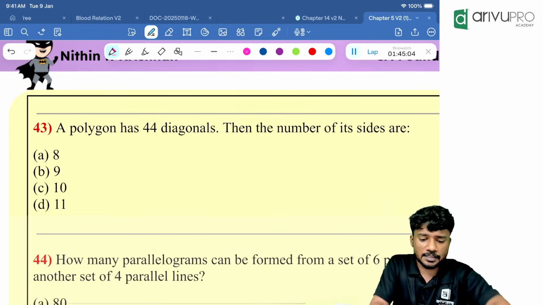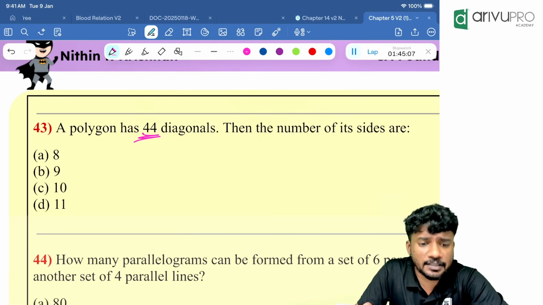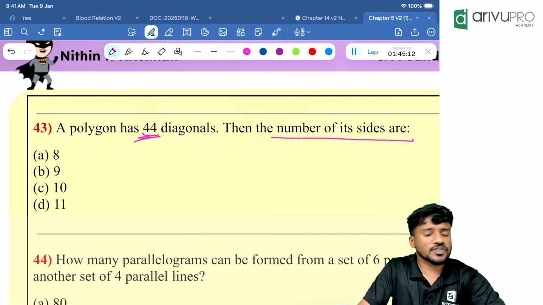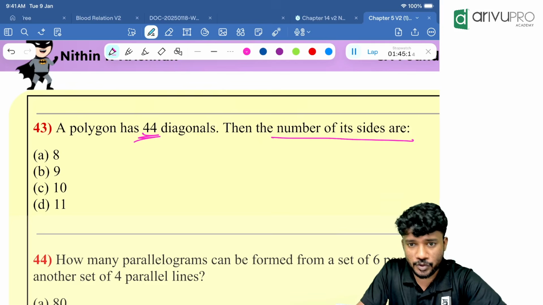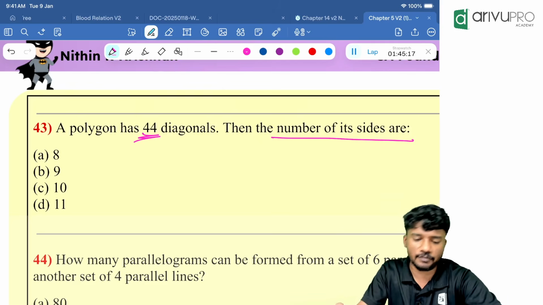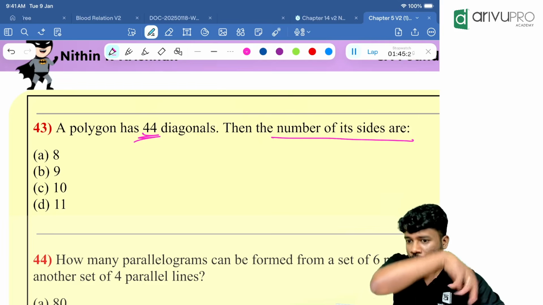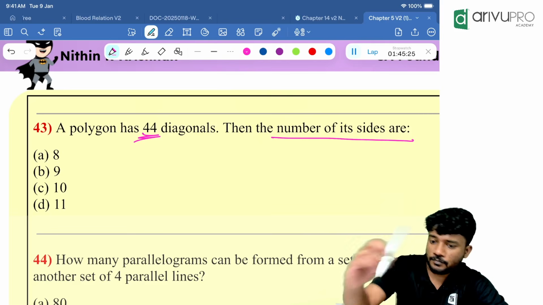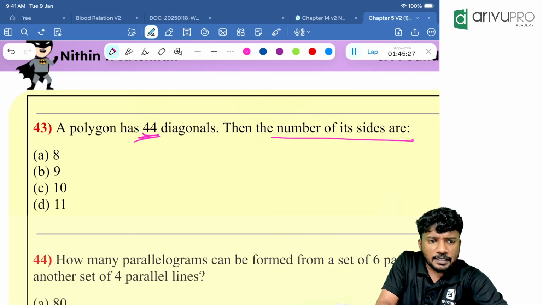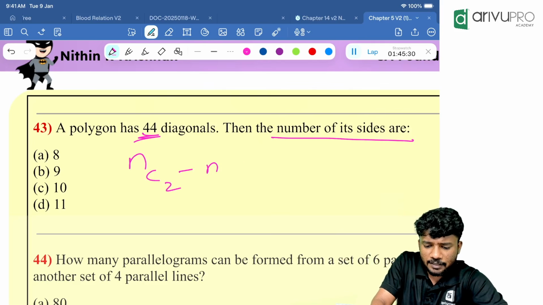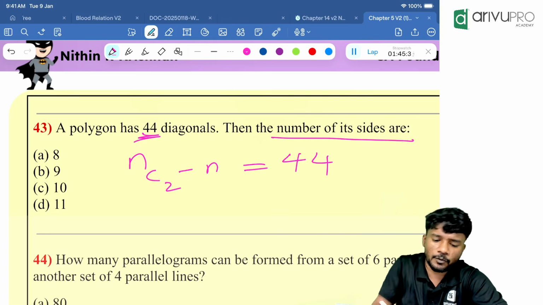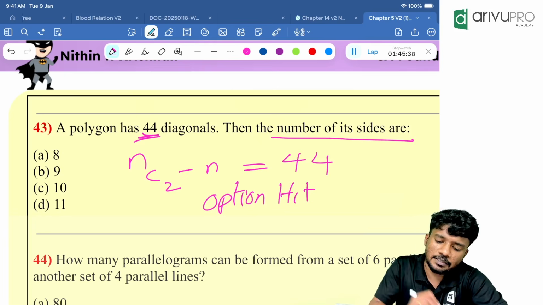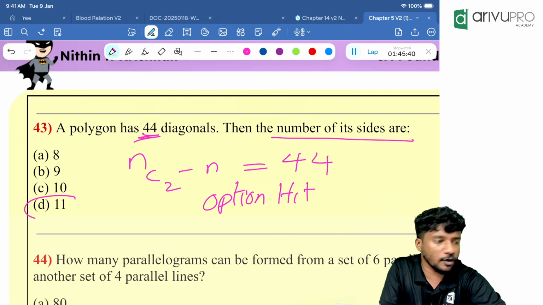A polygon has 44 diagonals. Then the number of its sides is how much is the question. Please solve it for me. Get me the answer. We know that the diagonal formula is nC2 minus n, which is equal to 44. Now, what is the easiest way of getting the answer? Try the options one by one. Try option D.